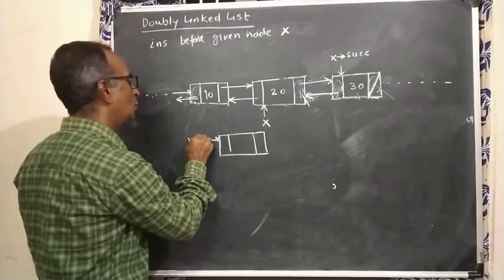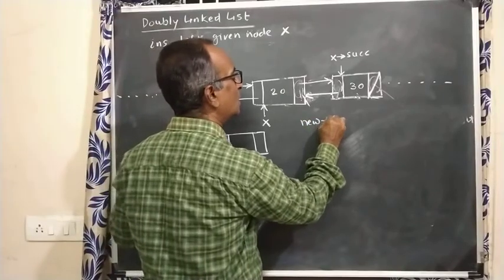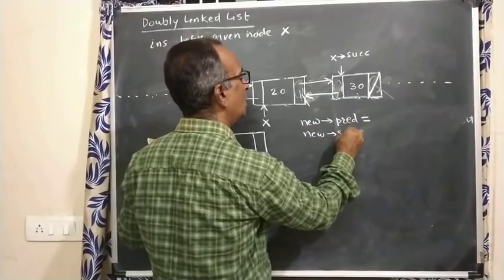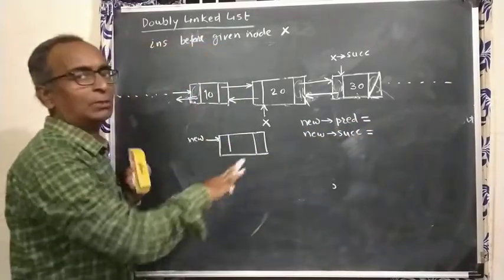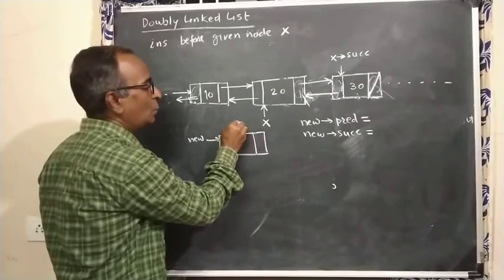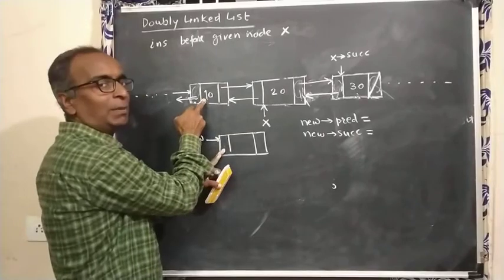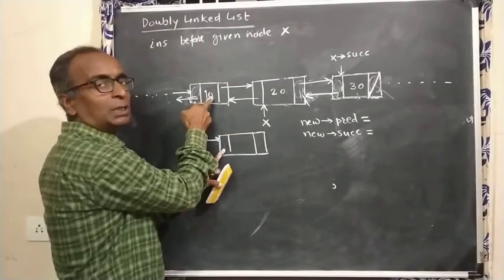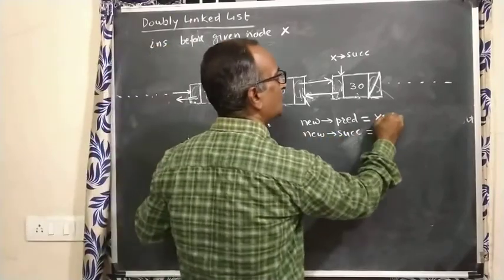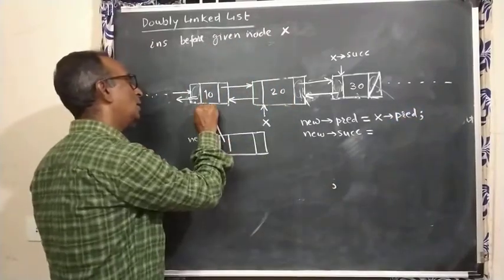A new node is created. This is the new node. Now what? Always adjust new's fields, new's predecessor, new's successor, whichever you are adjusting, that should be on the left hand side of the assignment. So new's predecessor, before this you are inserting, so new's predecessor should point to the previous predecessor of X. This will be predecessor after insertion. Where is this node's address? This node's address is in X's predecessor field. So X's predecessor field is given to new's predecessor. So this is pointing now here.